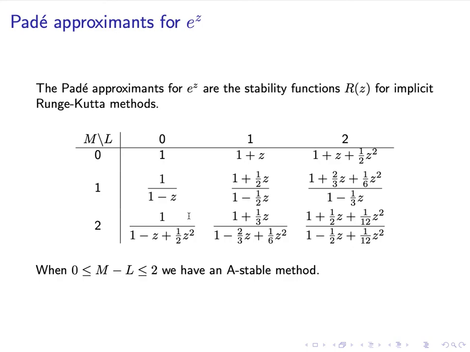Now what I've done here is I've tabulated some other Padé approximants. On the top is the order L, the order of the numerator, and down on the left hand side is order M, the order of the denominator. Now these are all stability functions for Runge-Kutta methods. When M is 0, we have the first line, and these are all stability functions for explicit methods. And when M is greater than 0, we have stability functions for various implicit methods. It has been shown that when M minus L is between 0 and 2, we have an A-stable method. So that means all the methods on the main diagonal and the two lower diagonals are A-stable.